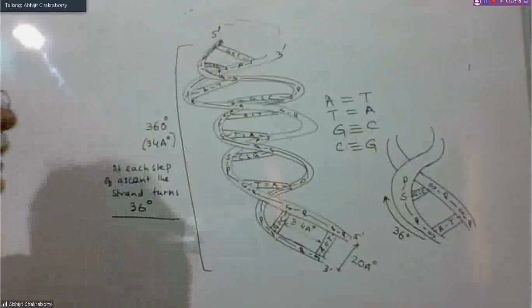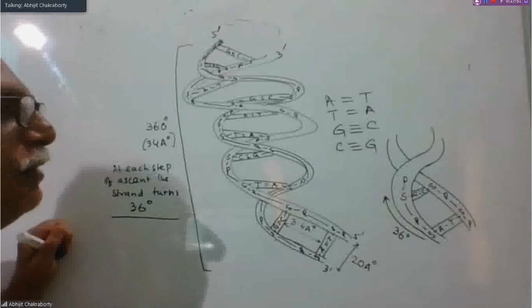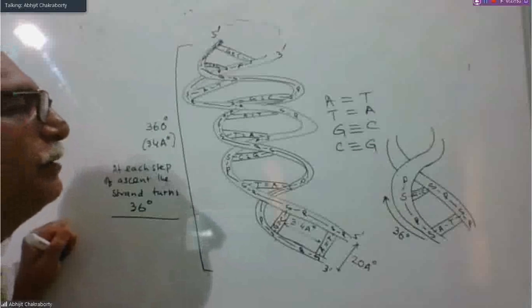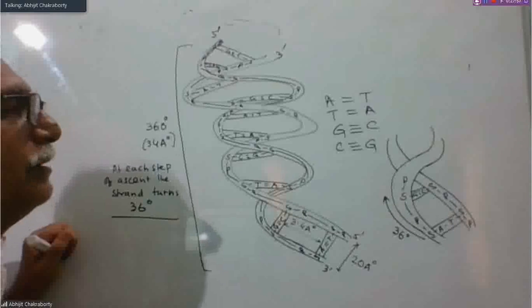Adenine binds to thymine by 2 hydrogen bonds. Thymine binds to adenine by 2 hydrogen bonds. Guanine binds to cytosine by 3 hydrogen bonds. And cytosine binds to guanine by 3 hydrogen bonds.